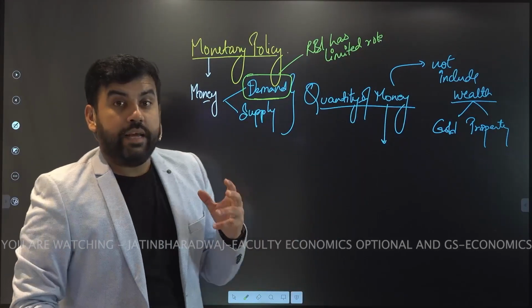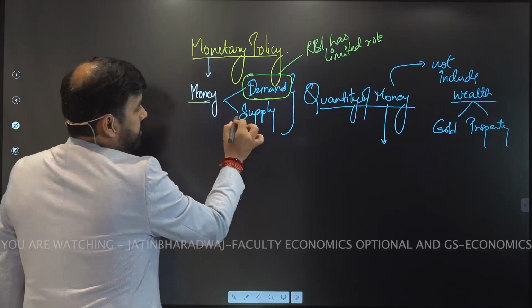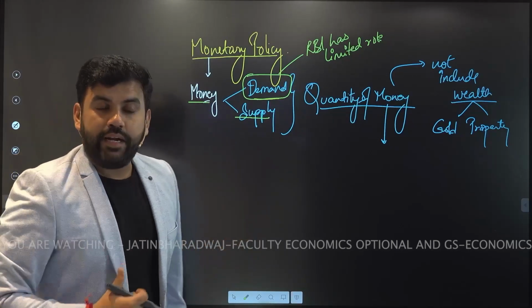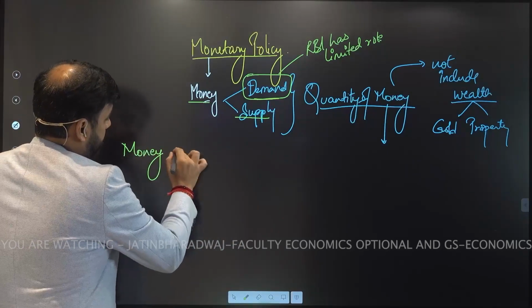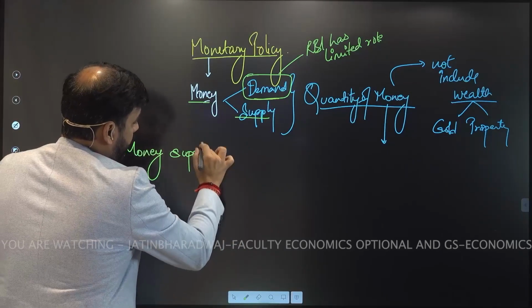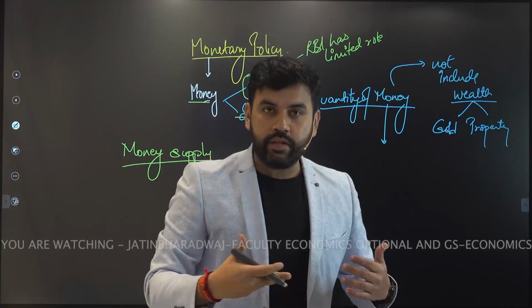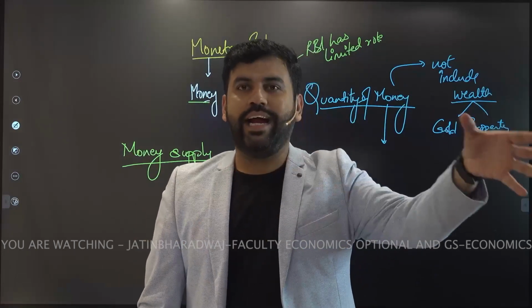So where does RBI come into the picture? RBI comes into the picture at a place where money is supplied. Yes, how money is being supplied. Now, what is money supply? Now, it is not the supply of money from one person to the other person. Please remember that. It is not a flow of money from one person to the other. That is transactions. That is how the money changes hands.